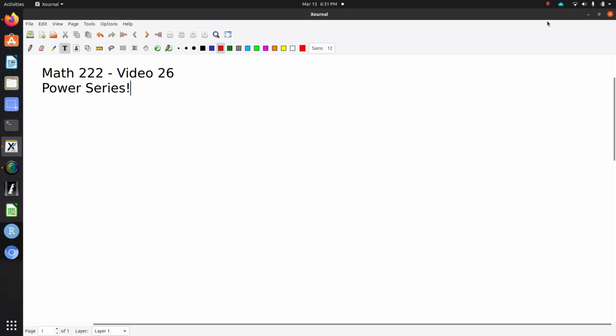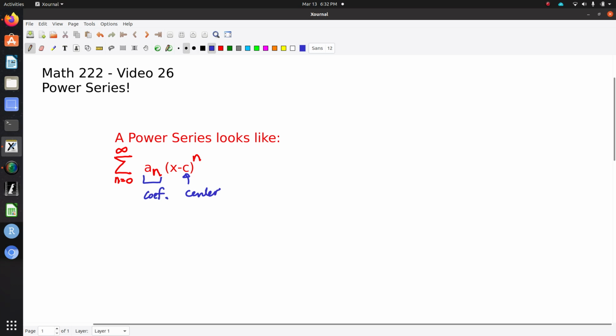Okay, but today we're kind of shifting gears and we're combining the power series with polynomials. So let me define this for you. Here's the anatomy of a power series. Here is the coefficient. And this C is the center of the power series. So these pieces get added up. And I may have to tell you more things as we go.